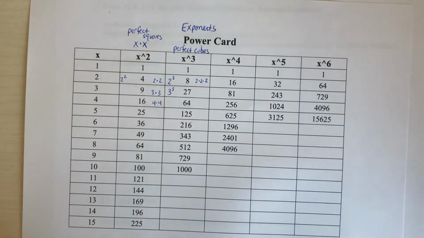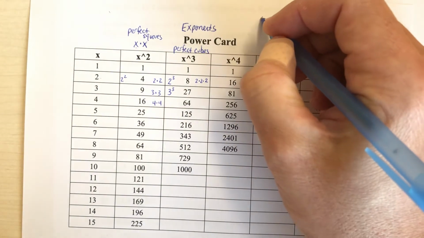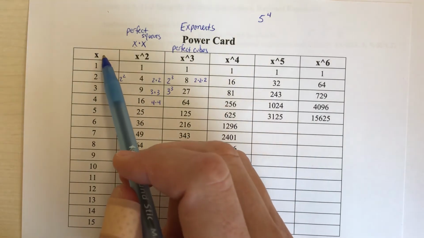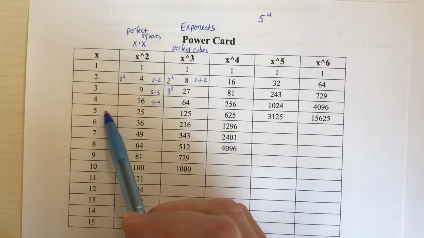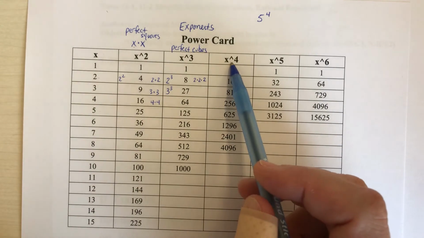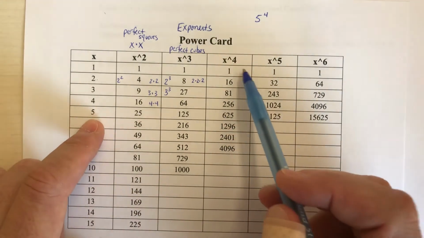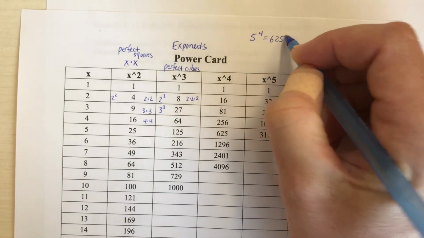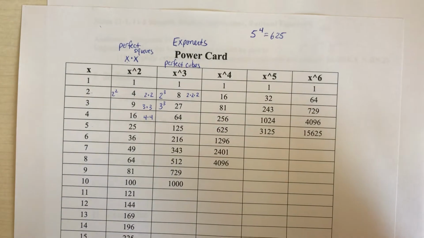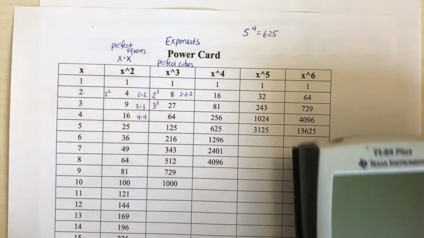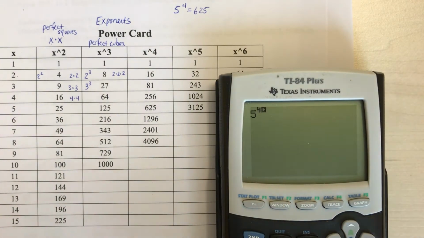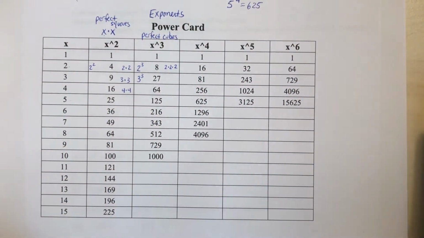So if I asked you, for example, what is 5 raised to the fourth power, if you're using this power card, we would find the x value, which is 5, and then we would go over to x to the fourth, and where they meet is 625. So you can do exponential arithmetic very quickly using this. Of course, you can use a calculator as well. So if I did 5 raised to the fourth, then there's my 625. Okay, so I can also use that.